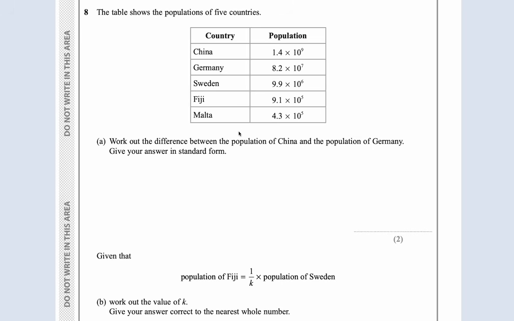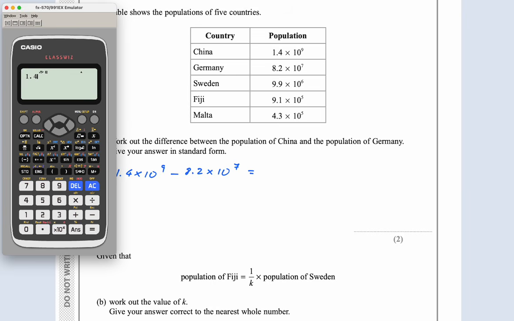Populations. Work out the difference between the population of China and the population of Germany. Give your answer in standard form. Okay, so I can just do, guys, the difference is 1.4 times 10 to the 9 minus Germany, 8.2 times 10 to the 7. Now I can use my calculator here. Easy. It's just 1.4 times 10 to the 9 minus 8.2 times 10 to the 7.